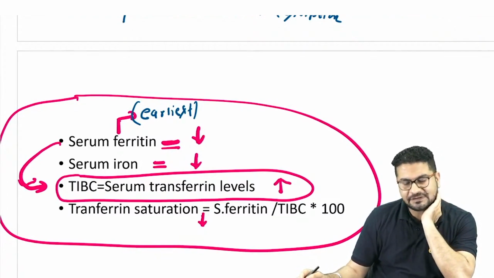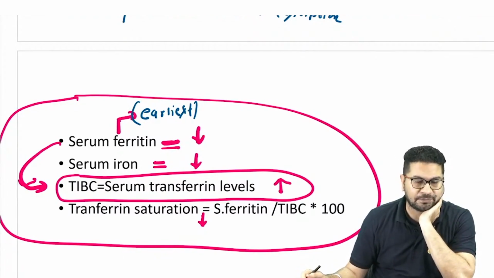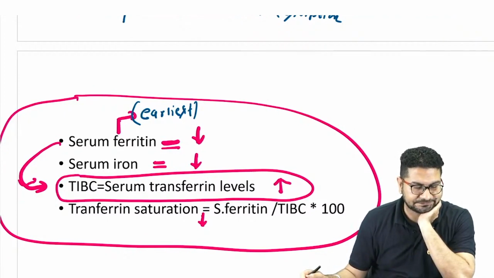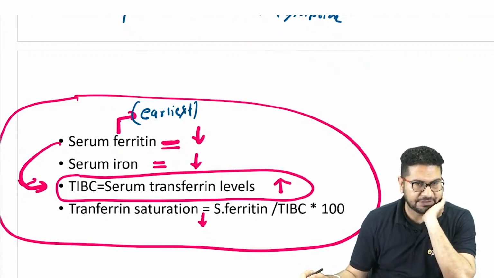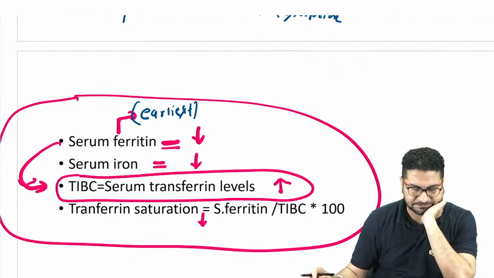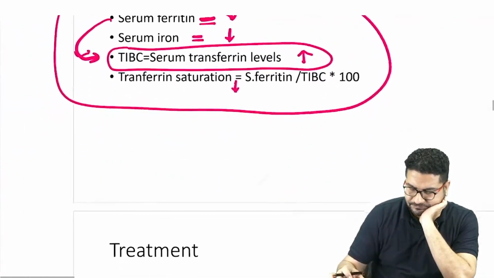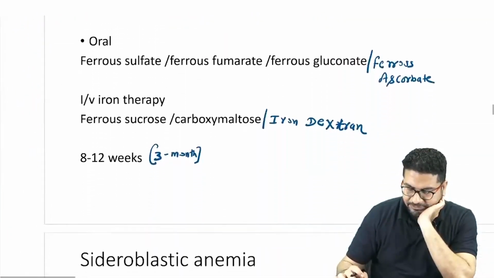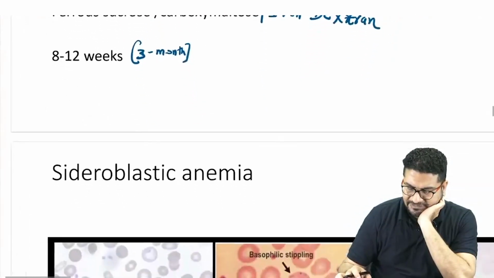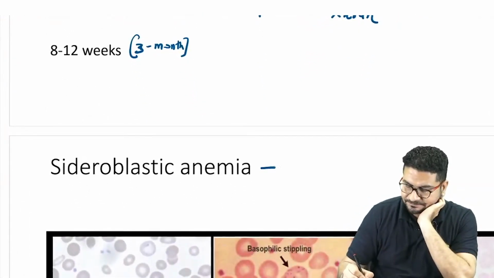What else is increased? RDW and free erythrocyte protoporphyrin levels are increased. Am I clear? Any doubt in this? So this is about iron deficiency anemia. Coming to the next anemia, that is sideroblastic anemia.